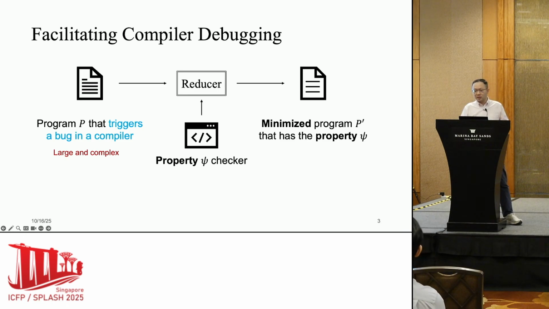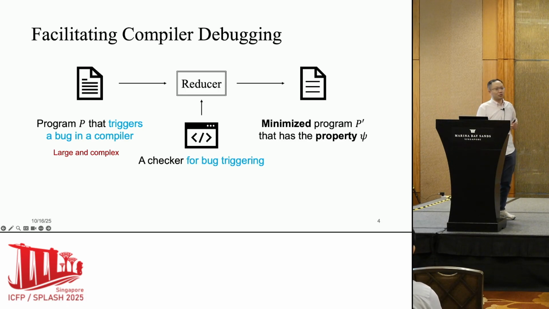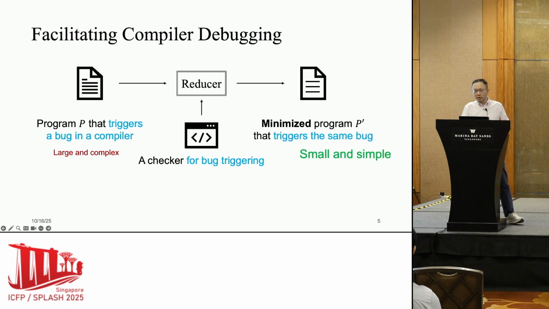So to facilitate debugging, we feed this input to the reducer, and then we write a checker. This checker will check whether it triggers this compiler bug. Given them, the program reducer can help us get a minimized program that still triggers this bug, but is much, much smaller, perhaps tens of lines of code. This reduction process is very helpful because debugging a compiler with much smaller, much simpler code is easier and more intuitive for the developers.